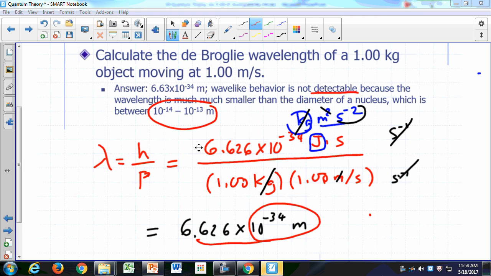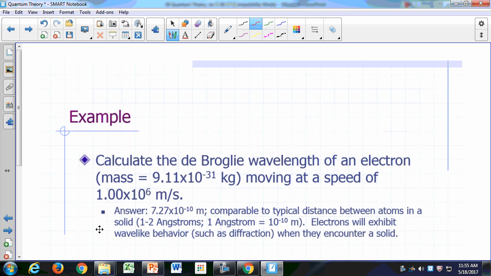So you don't worry about wave-like behavior for what we would call macroscopic objects like a 1 kilogram object. But the wave-like behavior becomes important once you're dealing with small particles like electrons, because a small particle would have a small mass. So down here, your momentum is going to be small, and that could make your lambda big enough to be detectable, as illustrated in this next example.